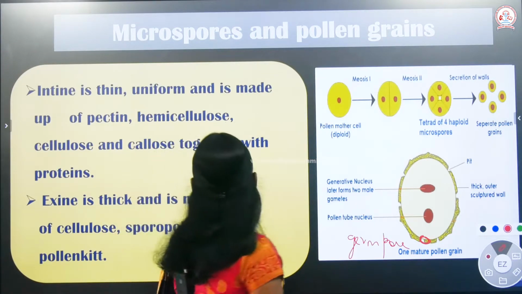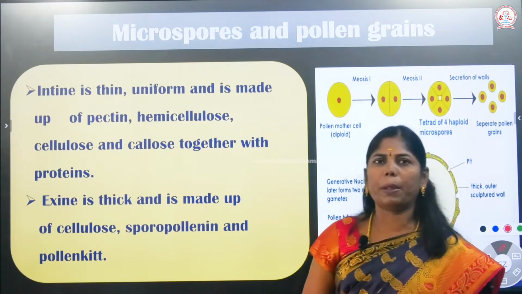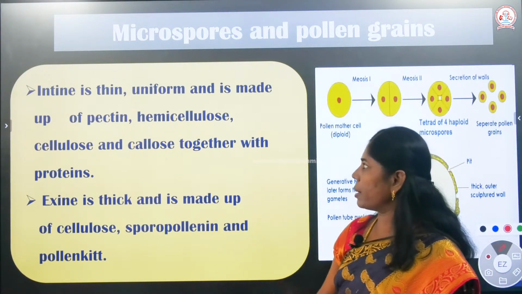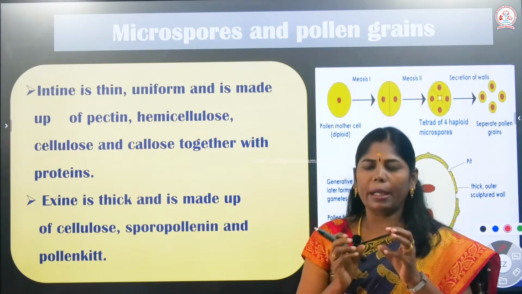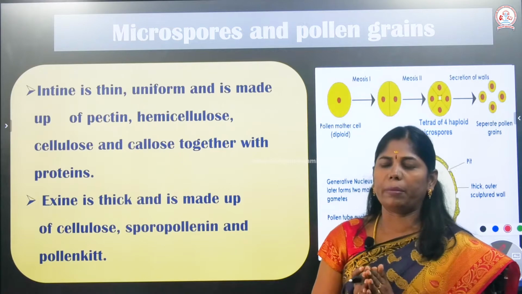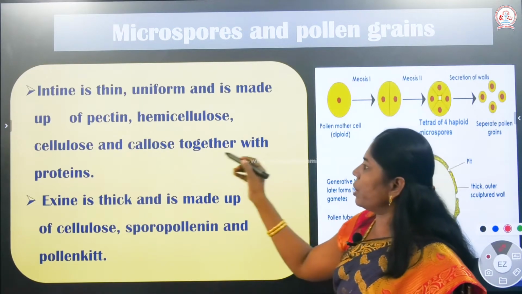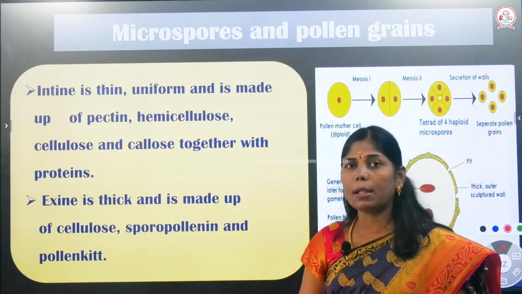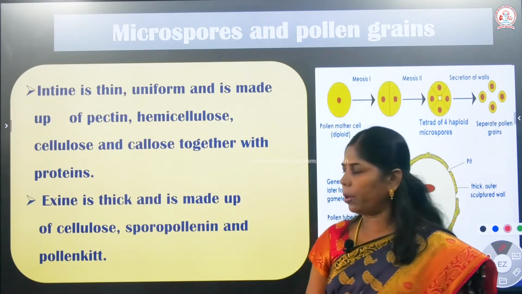The intine is thin, uniform and made up of pectin, hemicellulose, cellulose and callose. The callose wall is very important. When the callose breaks, the pollen grains are liberated from the anthers. Callose is together with the protein. The exine is very thick and made up of cellulose, sporopollenin and pollen kit.